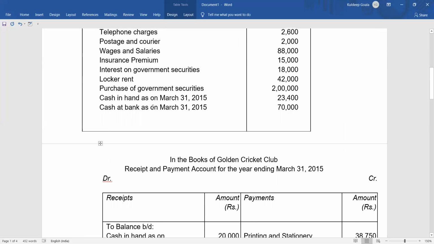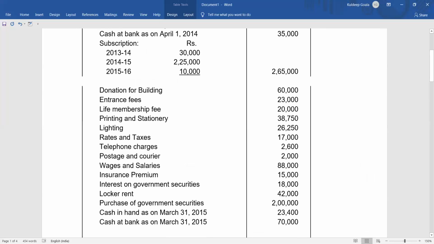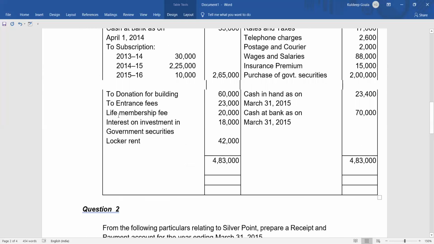Both will be coming in the debit side as to donation for building, to entrance fees of 60,000 and 23,000. Then coming to the next one, life membership fees of 20,000. That will also be coming in the debit side as to life membership fees, right? To life membership fees 20,000.